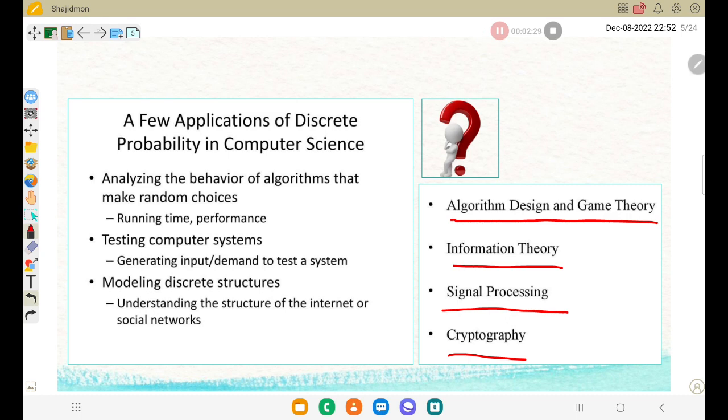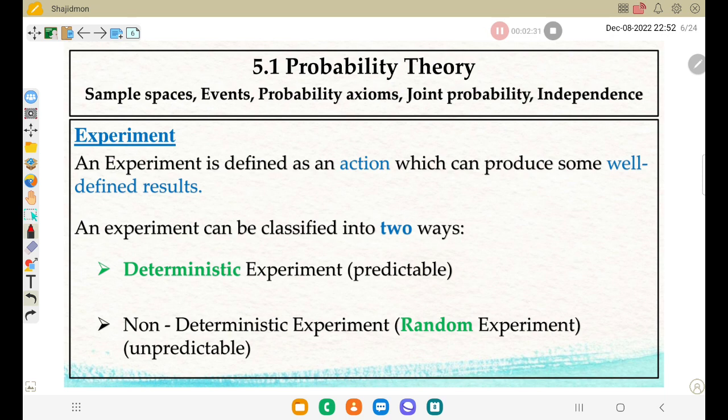So let's start the content. Section 5.1: probability theory, sample spaces, event, probability axioms, joint probability, and independence. Let's start from the basics of probability theory, before learning how to find the sample space. So let's start with some basic ideas first. I will quickly show some points here.